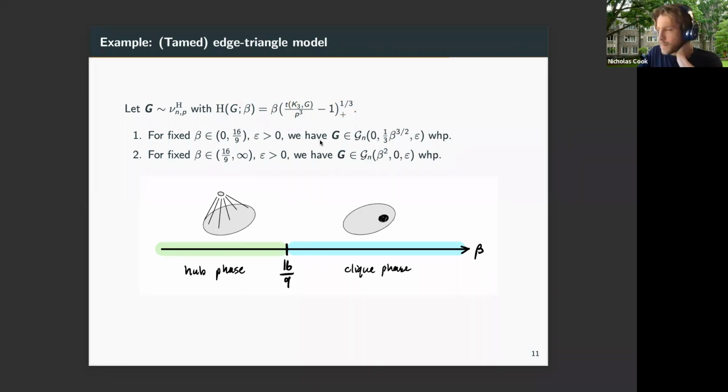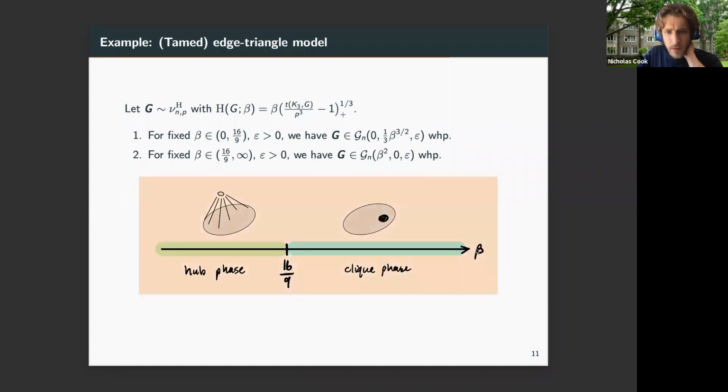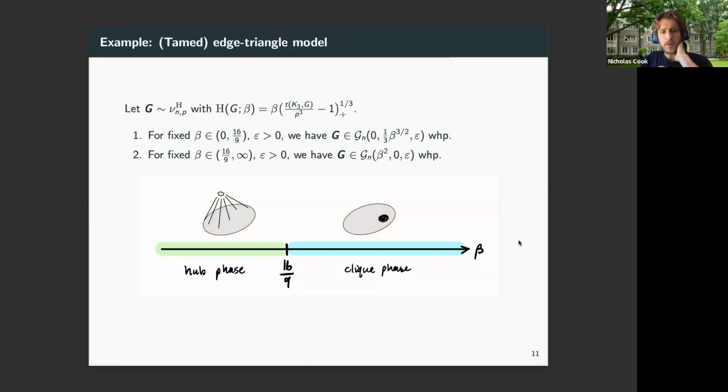So what our result says in this example is that we have the following phase diagram for beta. As beta increases, when beta is below 16/9, then with very high probability, the graph looks like it just has a single hub and there's no clique. So it's an Erdős graph with a planted hub, and that hub has the parameter B is 1/3 beta to the 3/2.